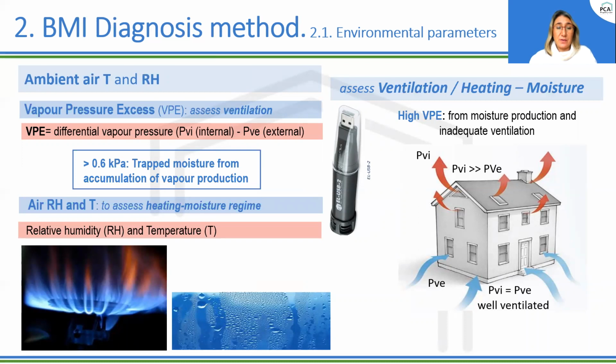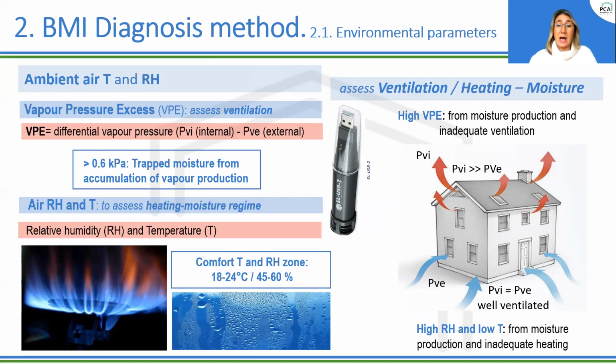And then from air relative humidity and temperature, we can assess the heating moisture regime. So high values of relative humidity and low temperature come from moisture production and inadequate heating. As a reference, we have our comfort temperature and relative humidity zone between 18 and 24 degrees and 44 and 60% RH.